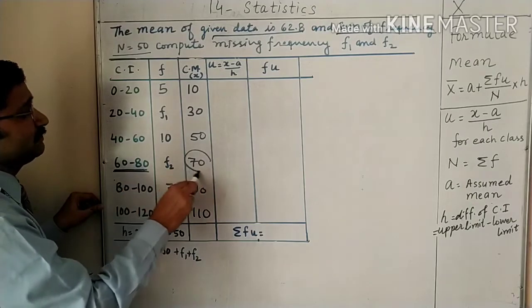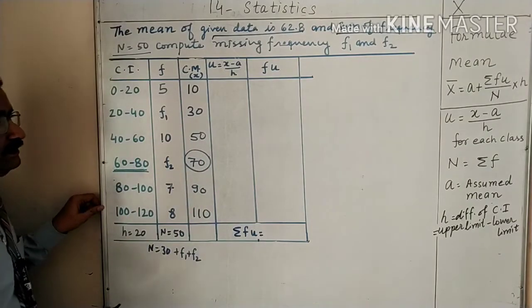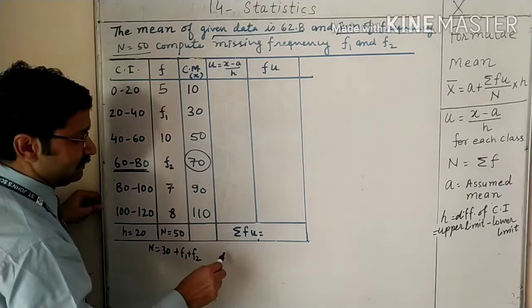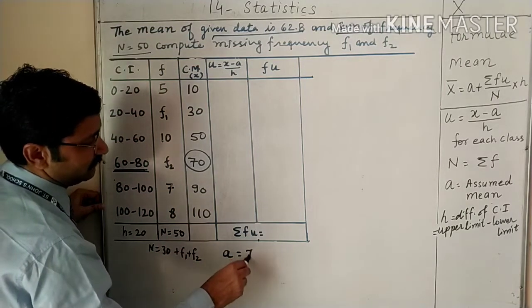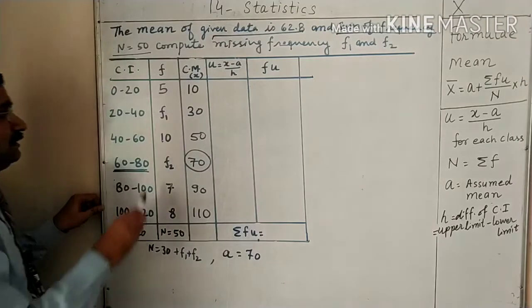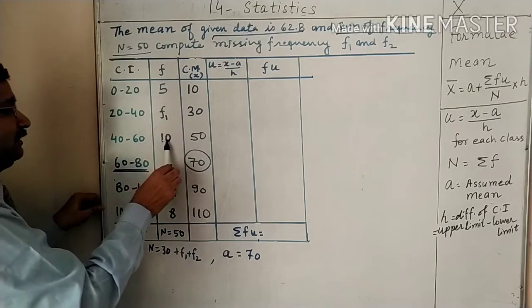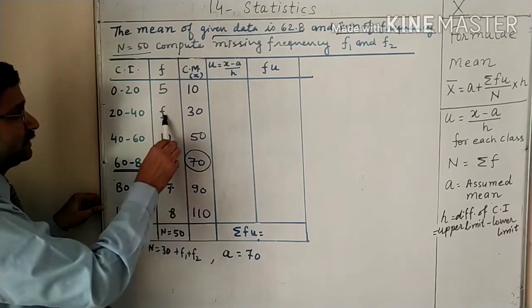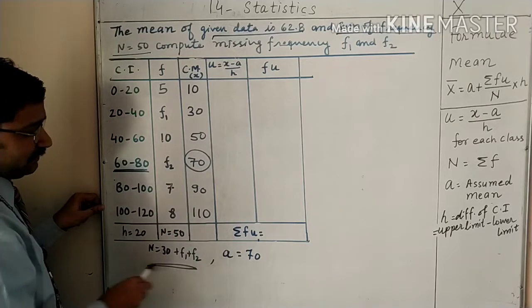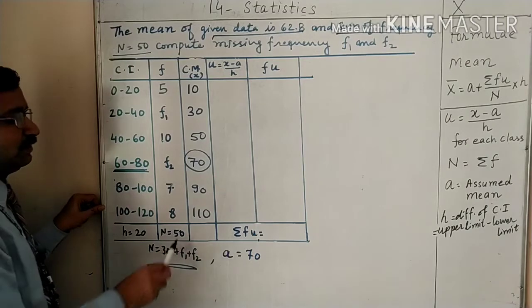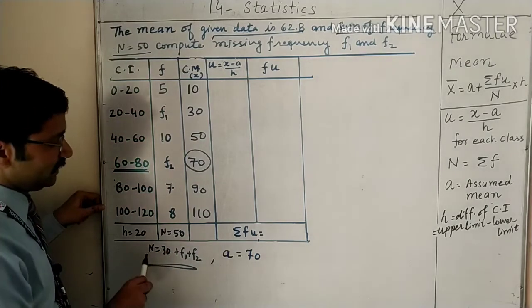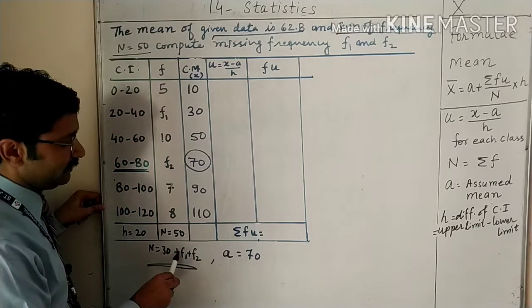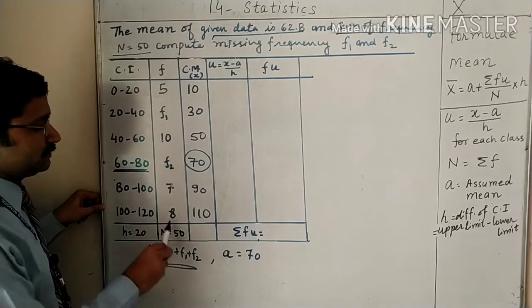Now look here, this mean lies between 60 and 80, so we will suppose the assumed mean is 70. You can write here that the assumed mean is 70. Now add 5 and 10, 15; 15 and 7, 22; 22 and 8 is 30. So 30 plus f1 plus f2 is our n. This n equal to 50 is given in the question, and we get n as 30 plus f1 plus f2. Both should be equal.